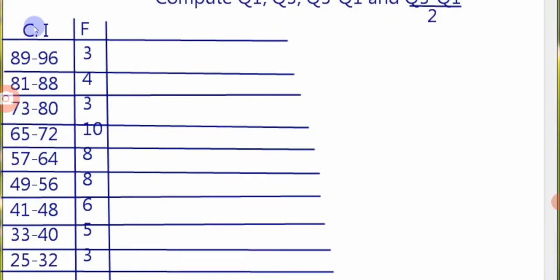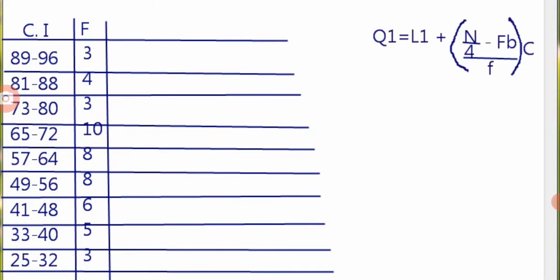So we are given the class interval and the frequency, and we are asked to compute quartile 1, quartile 3, the interquartile range, that's Q3 minus Q1, and the semi-quartile range. So we are going to start with quartile 1, that is the first quartile.